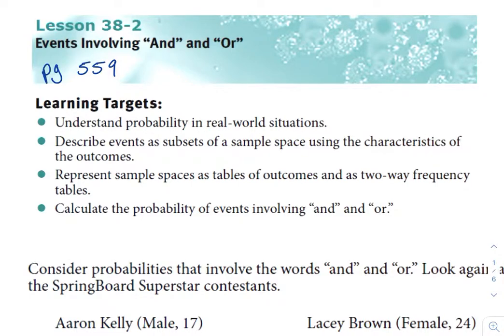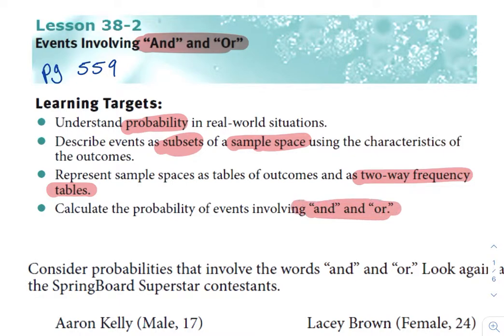section. We're going to be looking at events involving and or. So probability including the words and or. Again, we're going to continue on with probability, real world situations, basically word problems. We're going to look at sample space and then subsets of sample space. We're going to take a look at two-way tables, and again, we're going to look at probability, but now probabilities including the words and or. So this is all on page 559.